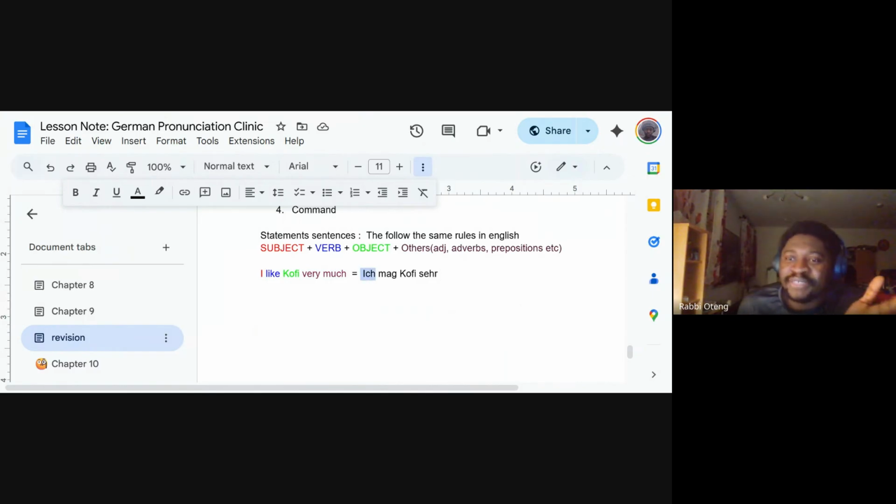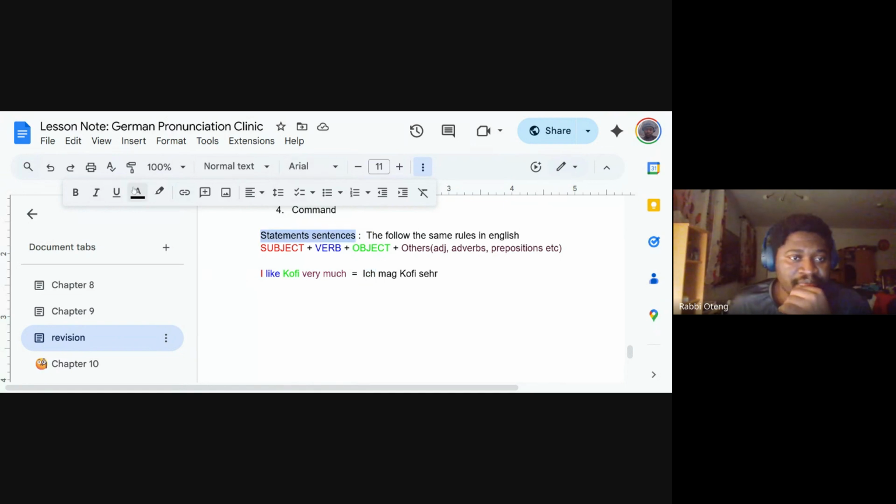So that's statement sentences. The structure, like I said, is the same as in English, but only for the main clause. When you have longer sentences in English, we describe them as a main clause and a subordinate clause, that's when you have two sentences joined together. With statement sentences, we have the same structure as in English, except with the Nebensatz, the subordinate clause, which is different from English. That's the only difference between German and English with statement sentences.